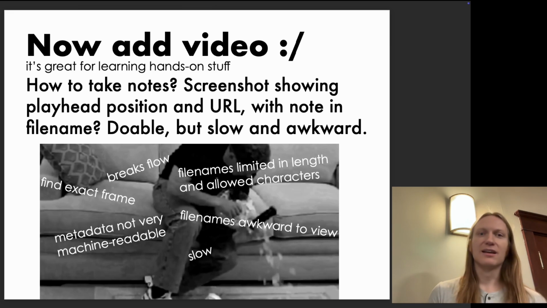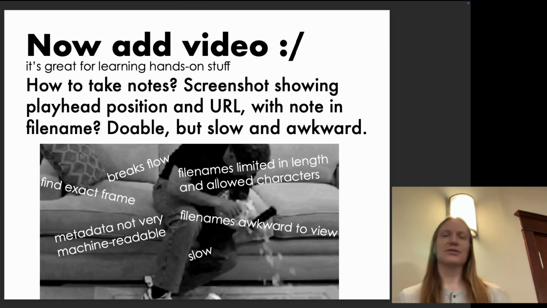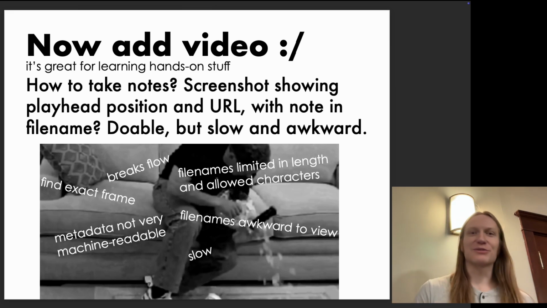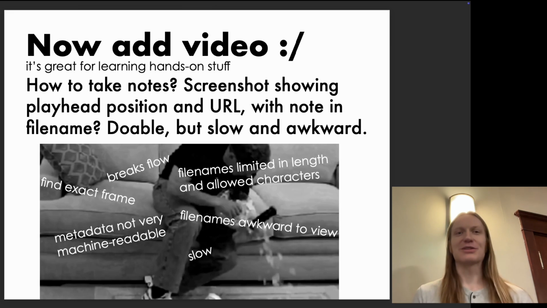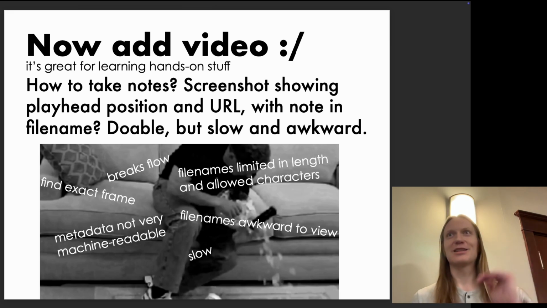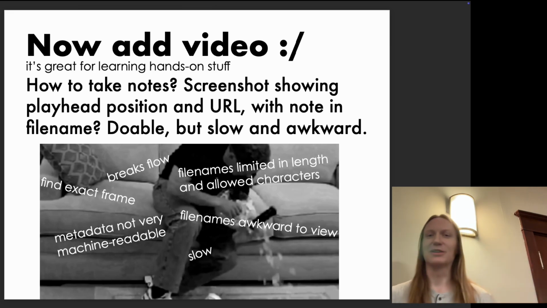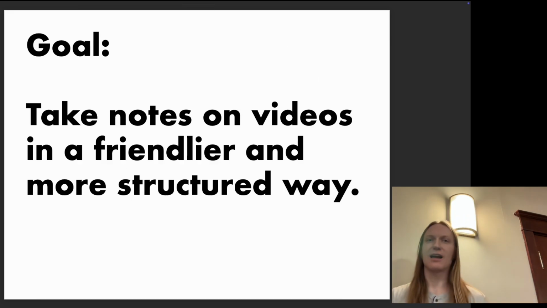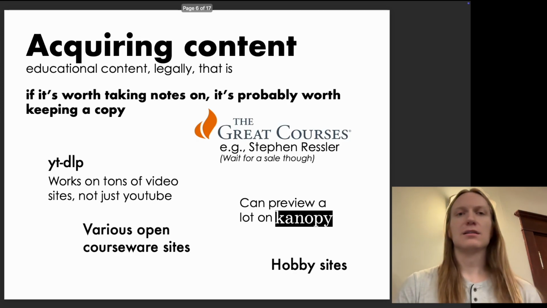So at first what I was trying was just taking a screenshot of the video and then editing the screenshot so the name of the file is what the note is, and I tried to get the URL and the playhead position in there so I could find it again, but it was just awkward. It was terrible. So the goal was I want to take notes on videos in a friendlier and more structured way.